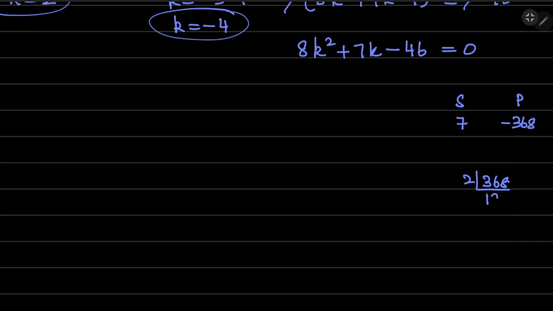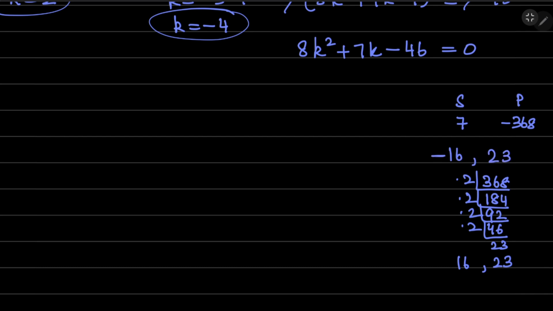Start from 1: 2 ones are 2, 2 8s are 16, again 2 4s are 8, 2 9s are 18, 2 2s are 4, again 2 2s are 4, 2 6s are 12. 23 is a prime number. Let's stop there. Now if you see, 2 2s are 4, 2 4s are 8, 2 8s are 16. If you take 16 and 23, what is 16 plus 7? 23. So possibly you can have 16 and 23 as the numbers.